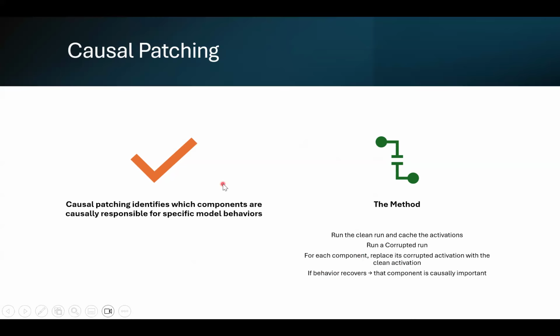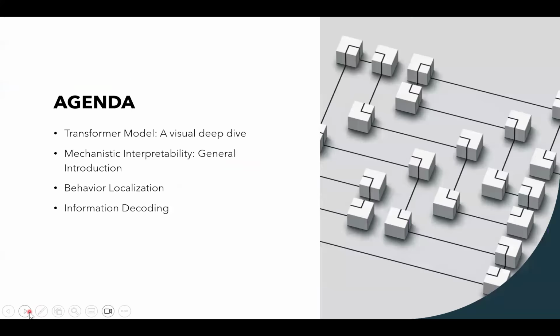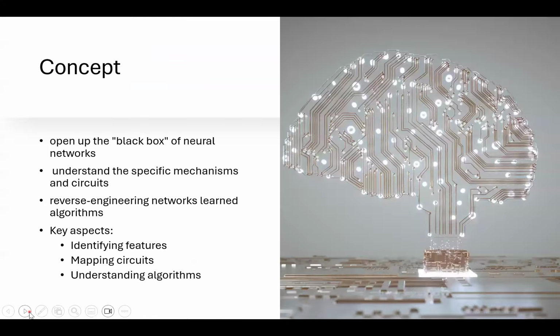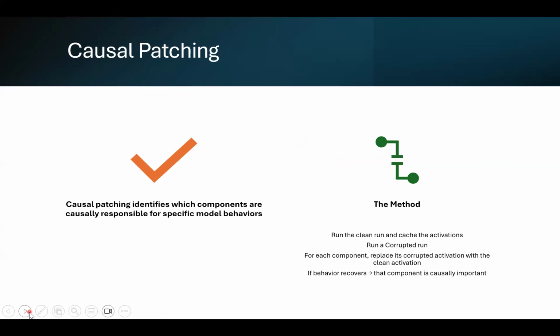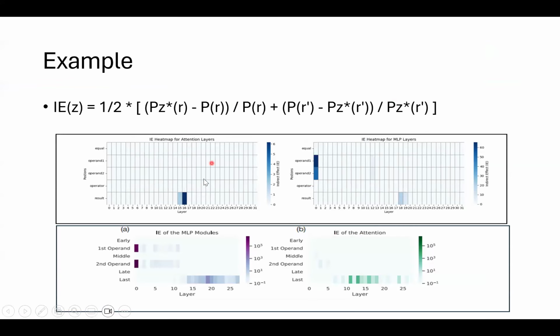Now, there are different ways of measuring the behavior change. I will give you a very small example. For example, I was doing this for a mathematical prompt, right? So I had something like n1 plus n2 equals r1. That was my clean prompt. So, operand 1, operator, operand 2 equals result. That was the structure of the prompt.